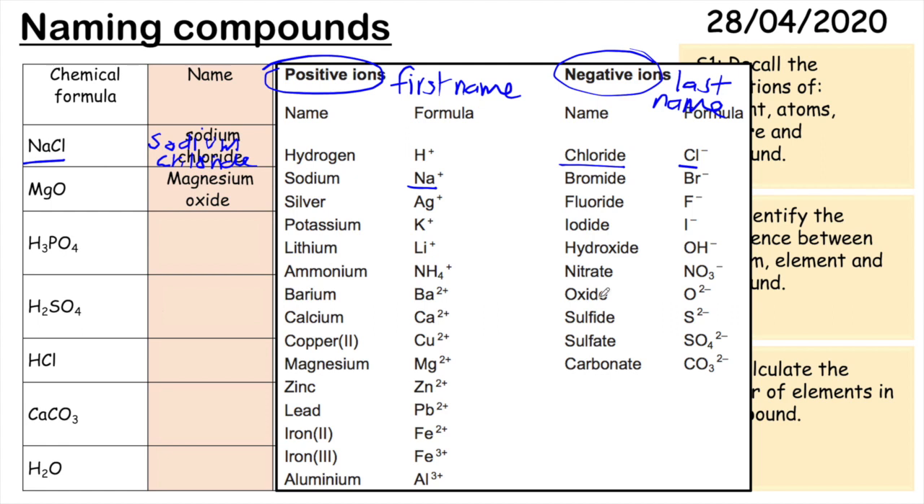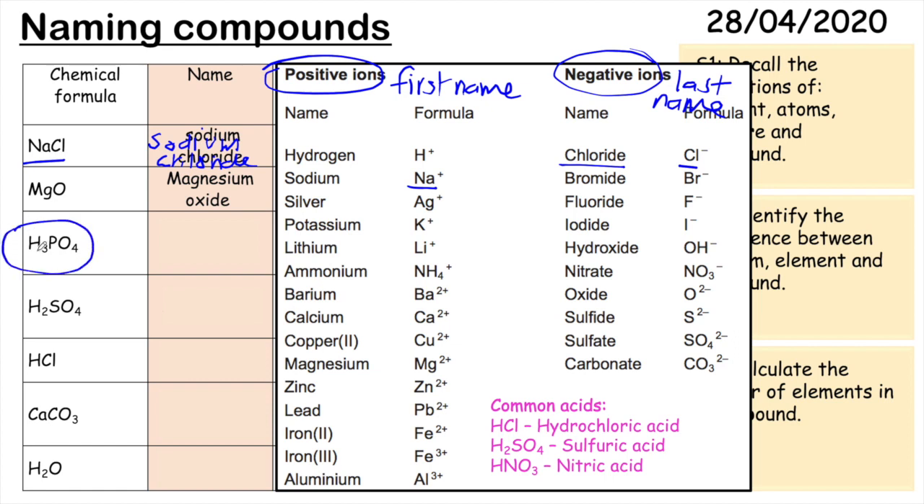Now the next three are slightly different. We need to know a bit of extra information. We need to know these common acids, and sadly, you just have to learn these. You have to know that HCl means hydrochloric acid, H2SO4 is sulfuric acid, and HNO3 is nitric acid. So whenever you see these formulas, you just need to recognize them and know the names.